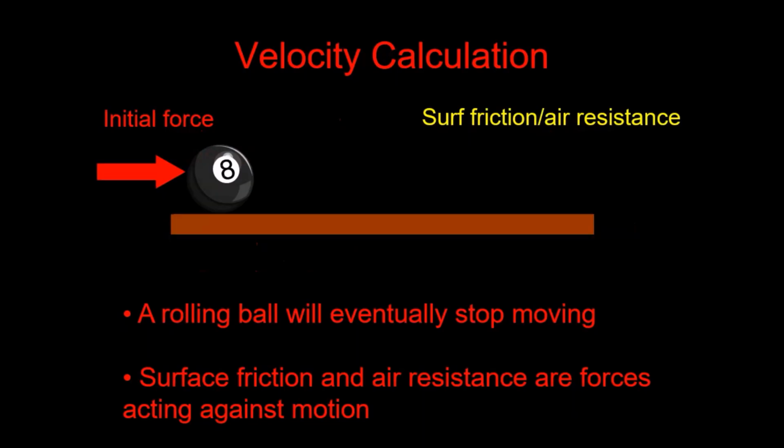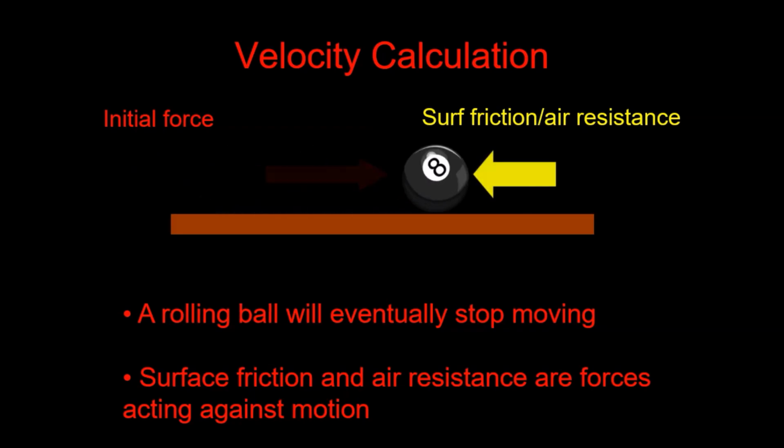So in this particular case, we have an 8 ball, and we're going to roll it along a solid surface, a flat surface, giving it an initial force. Eventually, surface friction, that we're going to talk about shortly here, and air resistance, which is a relatively small effect, will bring the ball to a stop. So a rolling ball will eventually stop moving due to these effects.